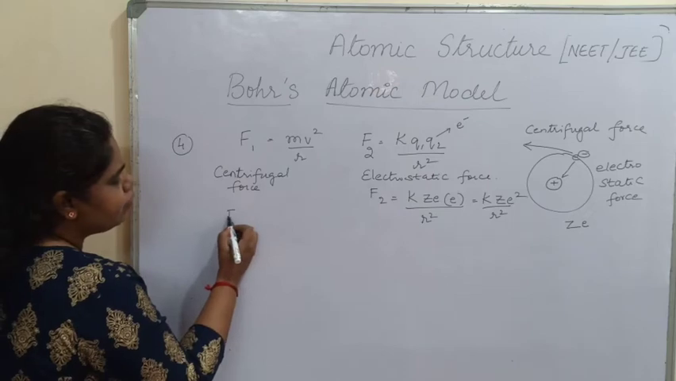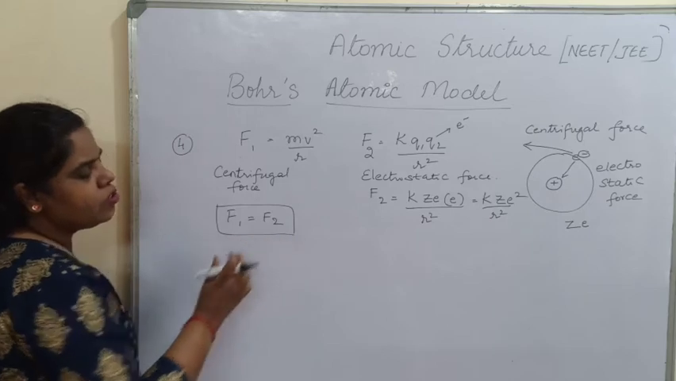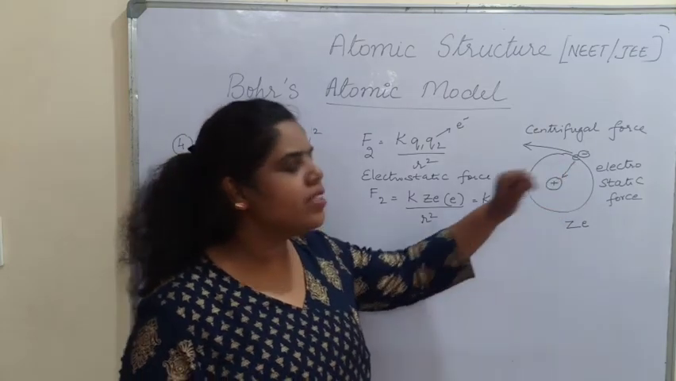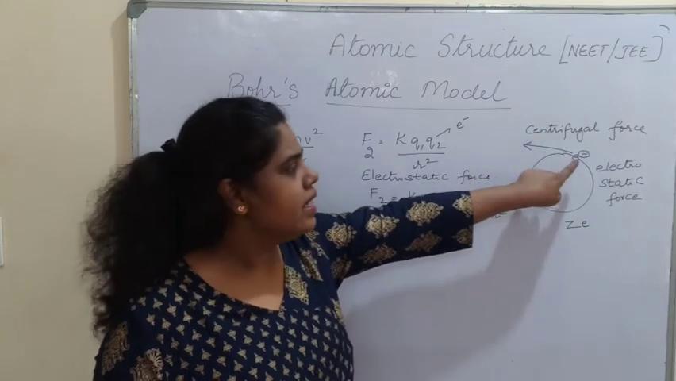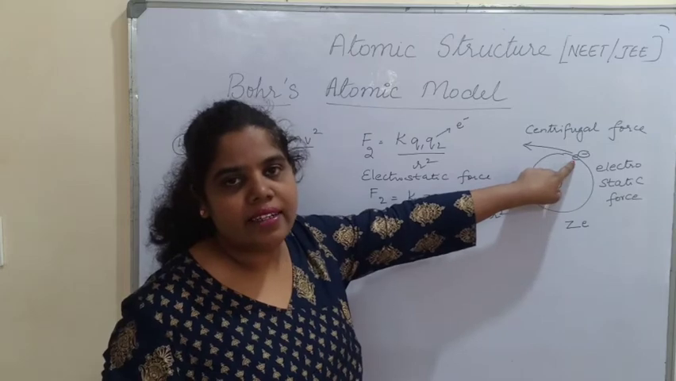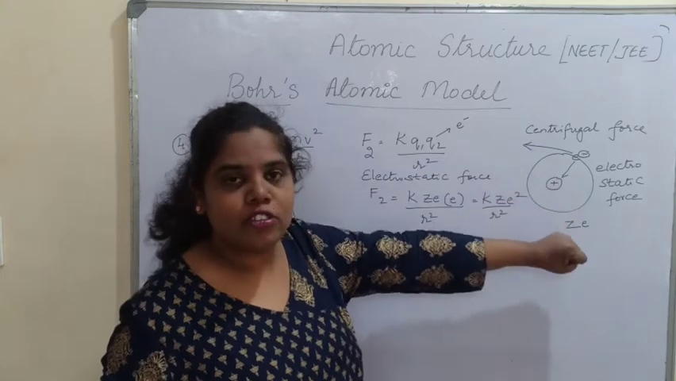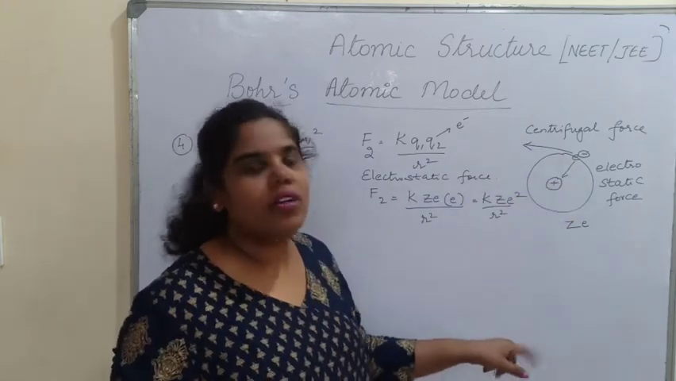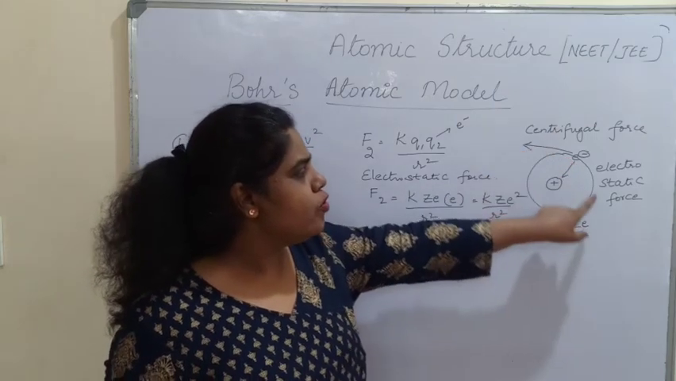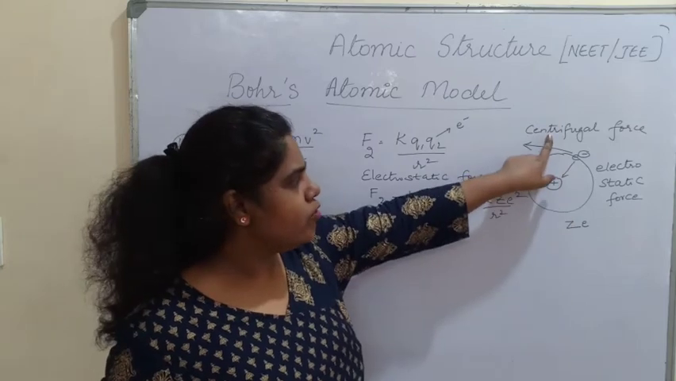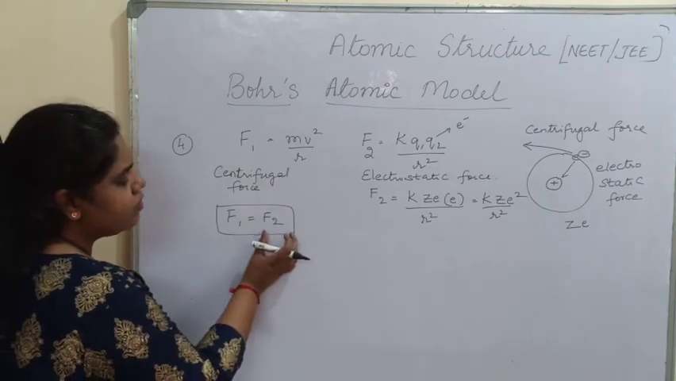Now F1 should be equal to F2, isn't it? If F1 is equal to F2, only then the electron will be present in that orbit. Suppose the centrifugal force is more, then what will happen? The electron will be thrown away from the atom. Suppose the electrostatic force is more than the centrifugal force, then the electron will be pulled into the nucleus. So if it wants to stay in this orbit, both the forces should be equal. That is, the centrifugal force must be equal to the electrostatic force of attraction. That is, F1 should be equal to F2.